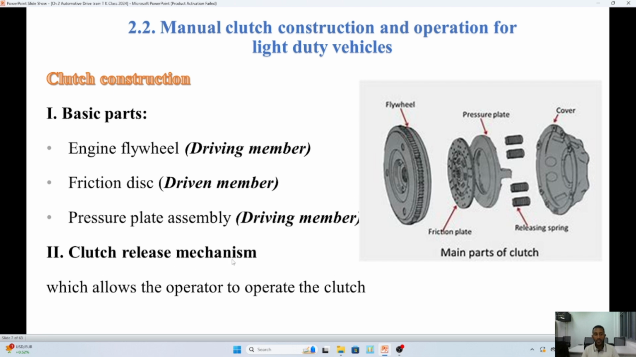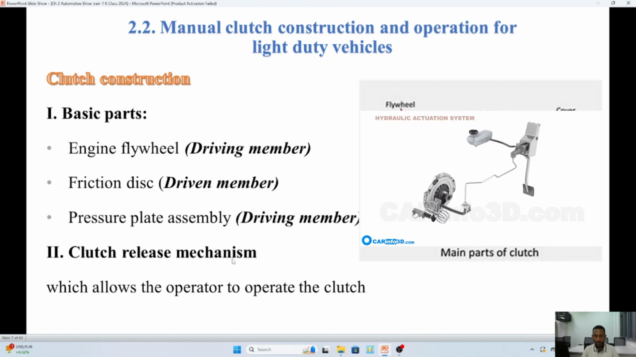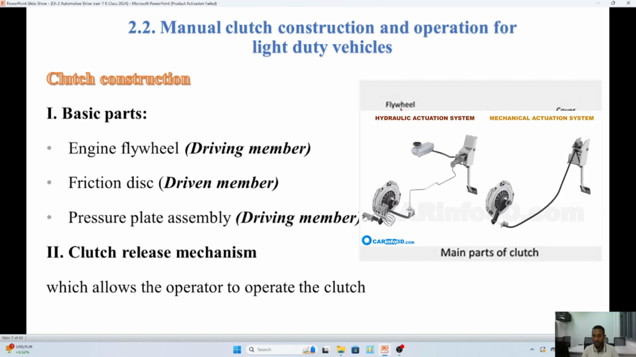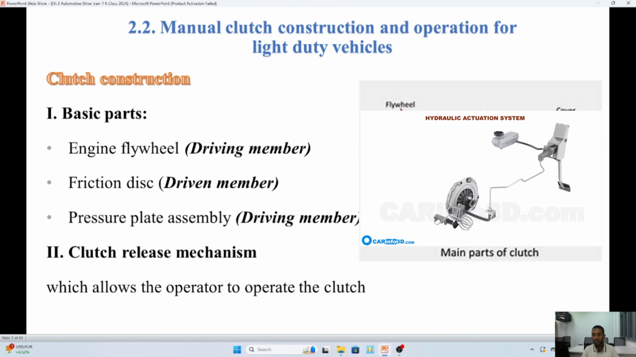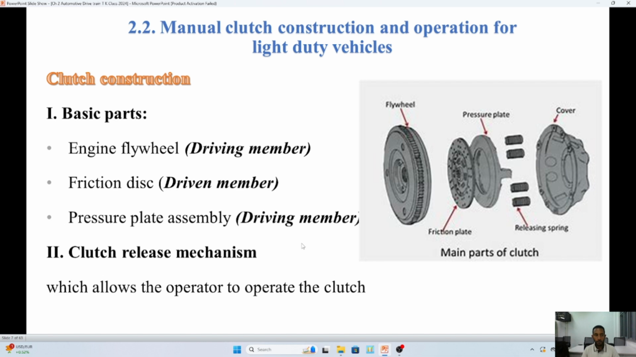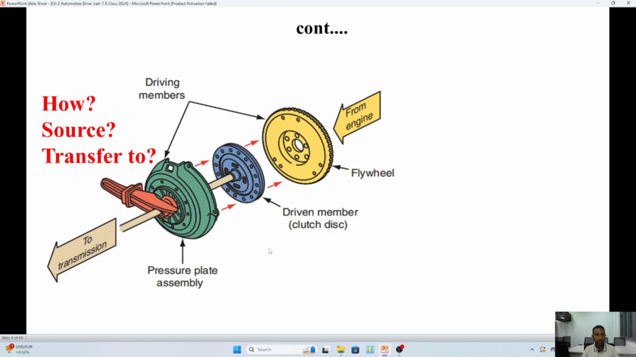But the next component, the clutch release mechanism, works inversely to these three parts. These three parts create the clamping force and allow the transmission of power, but the clutch release mechanism is used for disengagement. Mostly the force of disengagement comes from the driver. So we have two separate basic parts here.